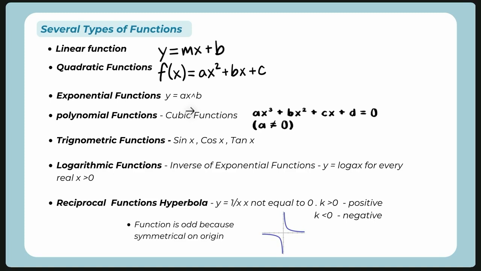Then we have reciprocal functions. The graph looks like a hyperbola, like right here. So it means that the equation is y is equal to 1 over x, where x is not equal to 0. So k, if it's greater than 0, is a positive function, and if k is less than 0, it's a negative function. The function is odd because it is symmetrical about the origin.